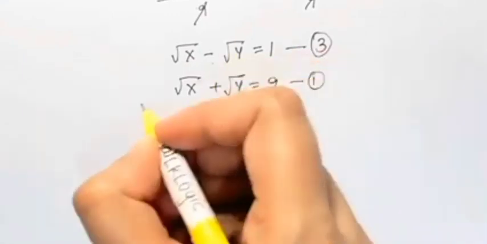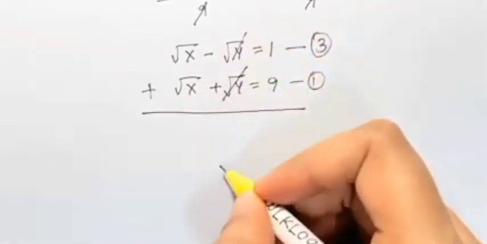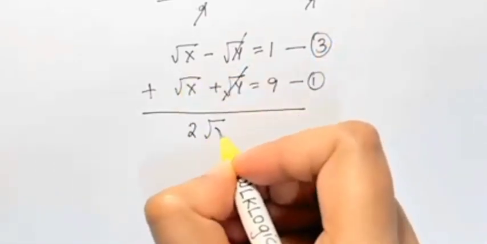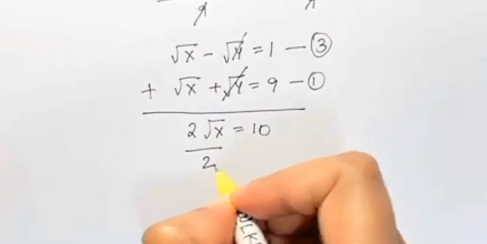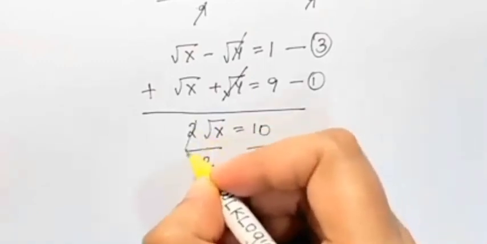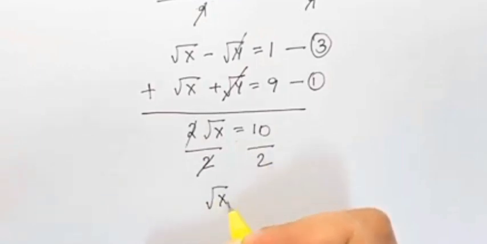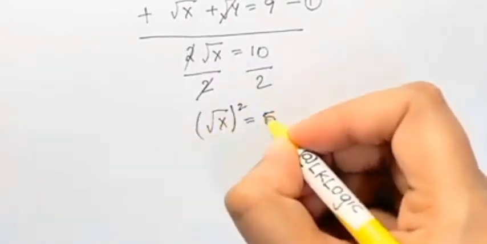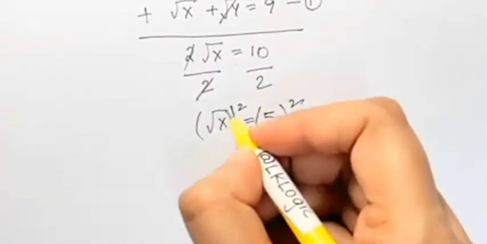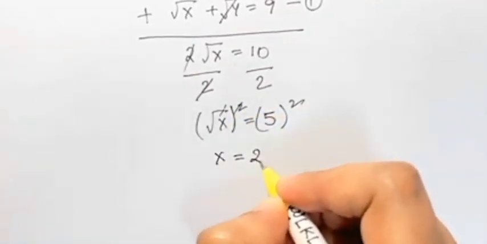Now let's just add both the equations. When we add the equations, this and this get cancelled. So you have 2 square root of x is equal to 9 plus 1 is 10. So let's divide both sides by 2. So 2 gets cancelled. Here you have 10 divided by 2 is 5. So square root of x is equal to 5. Now if I just want the value of x, I'm going to square both sides to remove that square root. Square root and square get cancelled. So x is equal to 5 square, which is equal to 25.